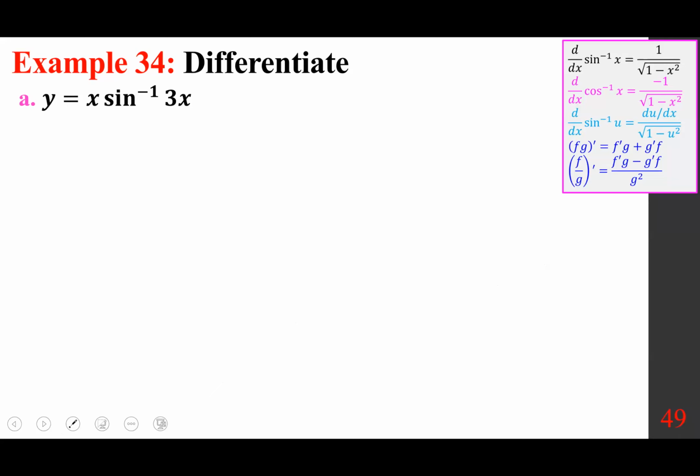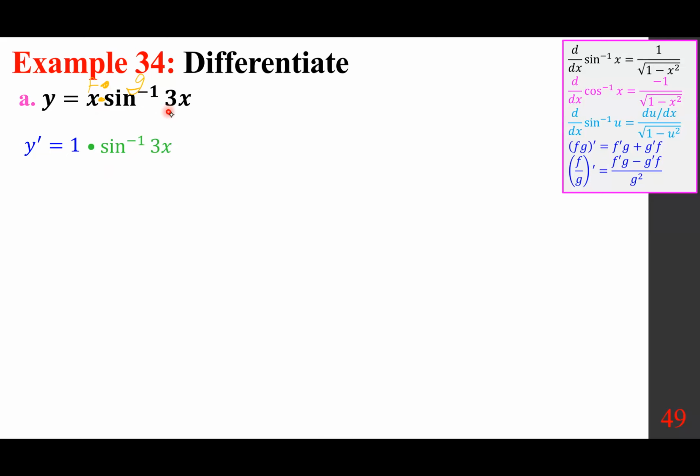We want to differentiate x times sine inverse of 3x. So number one, I'm going to put a raised dot in between x and sine inverse. Therefore, this is the f function, and this is the g function. So first you need f prime, which is 1, times g. We are looking at the product rule again. F prime is 1 times sine inverse of 3x. Now we need g prime times f. Now, what is g prime?